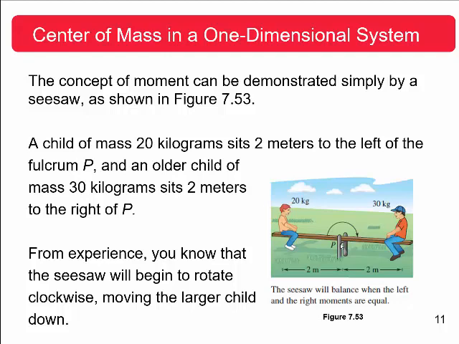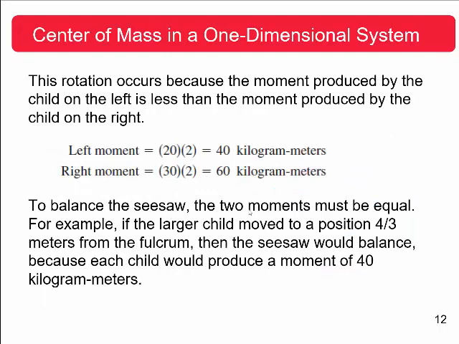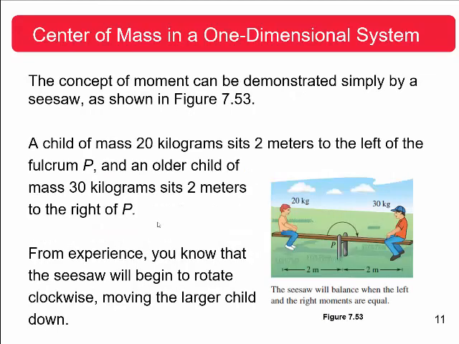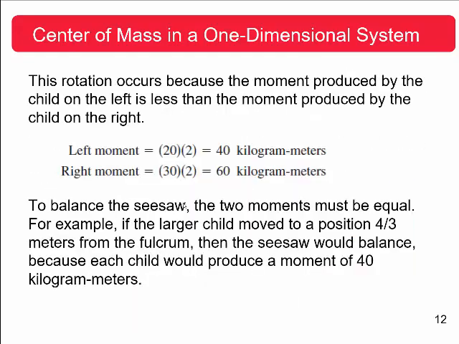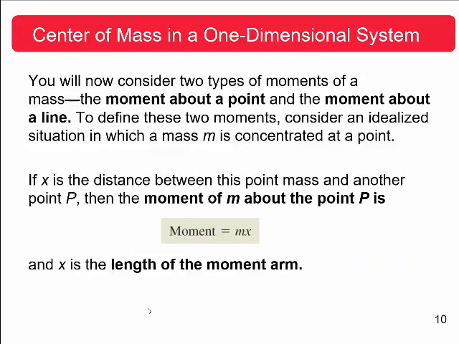From experience, you know that the seesaw will begin to rotate clockwise, moving the larger child down. The larger child pushes the other child up. This rotation occurs because the moment produced by the child to the left is less than the moment produced by the child on the right. So remember how we define moment. It's mass times x. Remember, x going back here is the length of the moment arm.